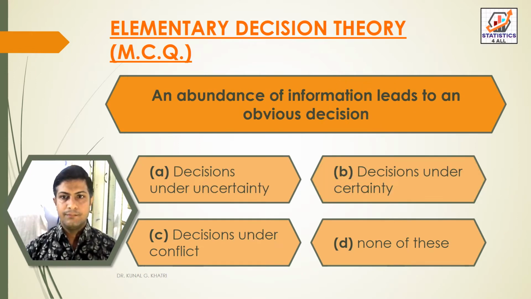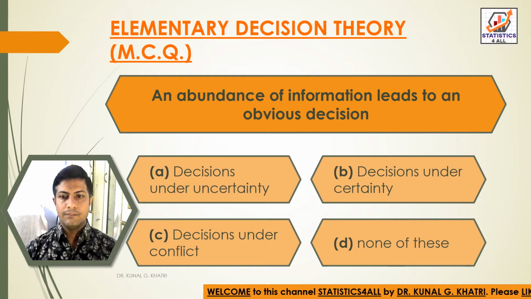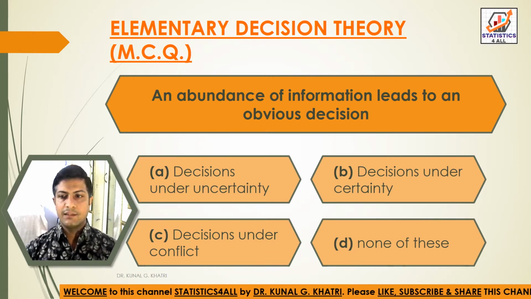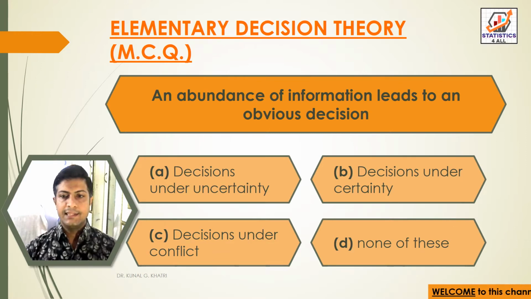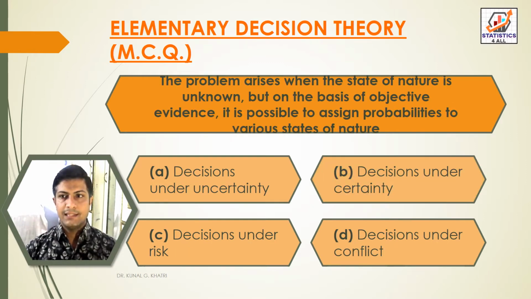Next question, an abundance of information leads to an obvious decision. Option A, decisions under uncertainty. Option B, decision under certainty. Option C, decisions under conflict. And option D, none of these. So here we have answer option B, decisions under certainty. An abundance of information leads to an obvious decision. Decision under certainty.